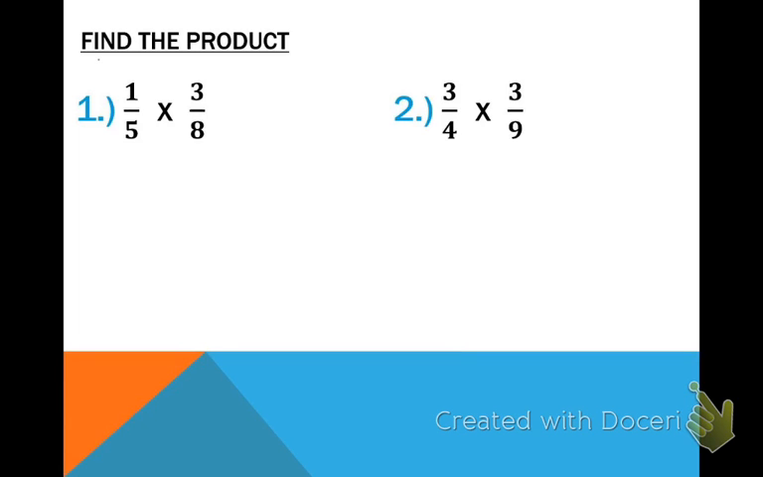Okay, so here we are. We're going to find the product. Here's the difference. Once again, you don't need a common denominator, so what we're going to do is we will multiply our two numerators together. Guys, what's 1 times 3? 3. Okay, then we're going to do the same idea. We will multiply our denominators together. What's 5 times 8? 40. Can 3/40ths be reduced? No, that is the simplest state, so your answer is 3/40ths. And that's all you have to do.